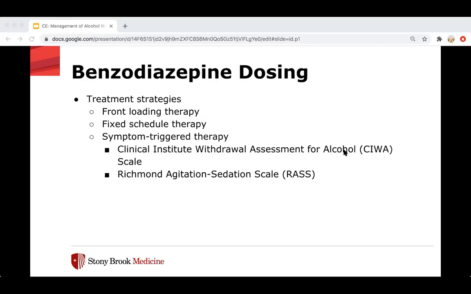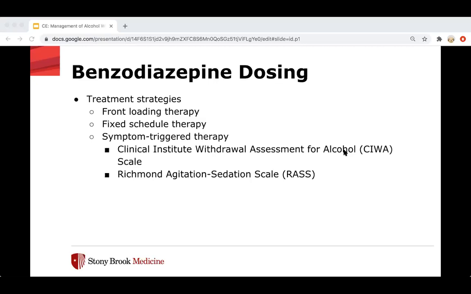This is most useful for patients who are at risk but are asymptomatic or minimally symptomatic at the moment. This also requires frequent reassessment because we don't want to oversedate them. It is also important to note that the fixed schedule therapy also has PRN benzodiazepines on board as well, because they might need an extra dose in between their dosing schedules.